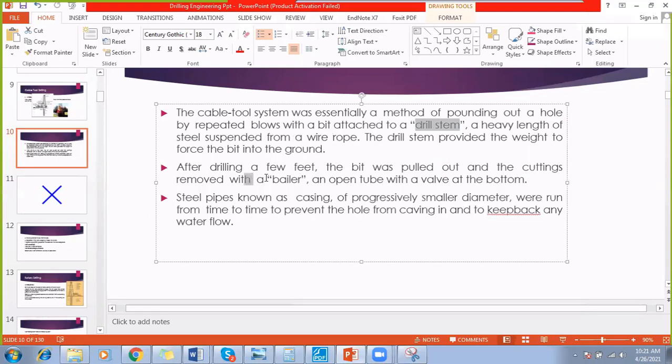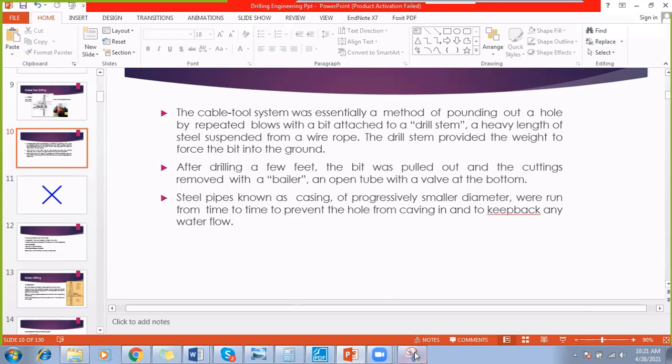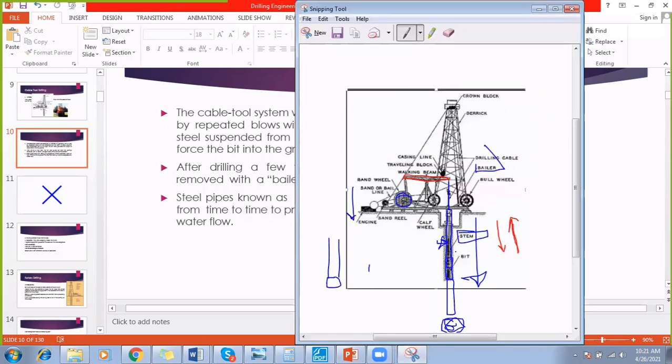So this is the description of the baler, and as I explained before, it is an open tube that has a valve at the bottom, and it is actually used to remove the cuttings from the subsurface. The procedure to continue this drilling is the same as rotary drilling: you just add drilling pipes to proceed the drilling action.